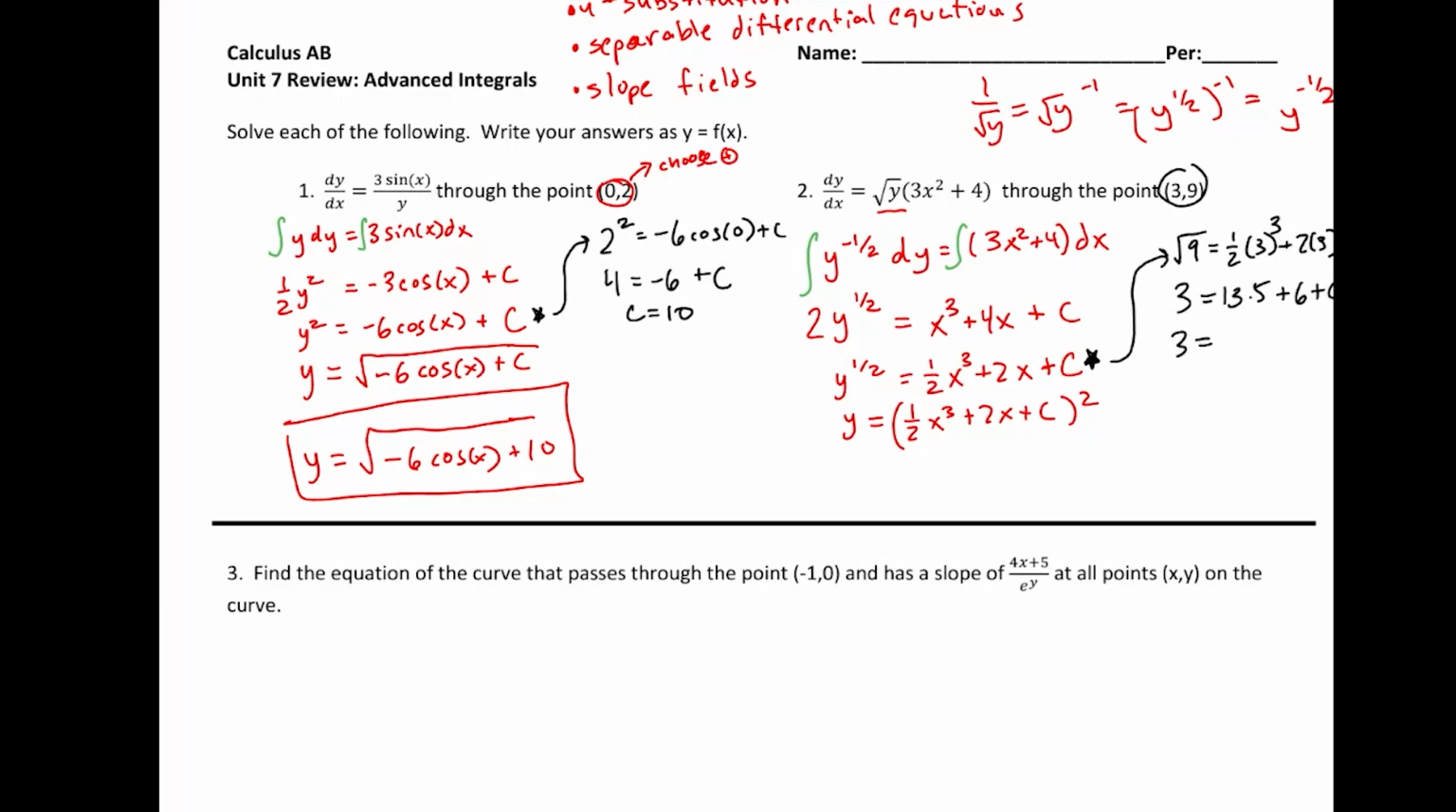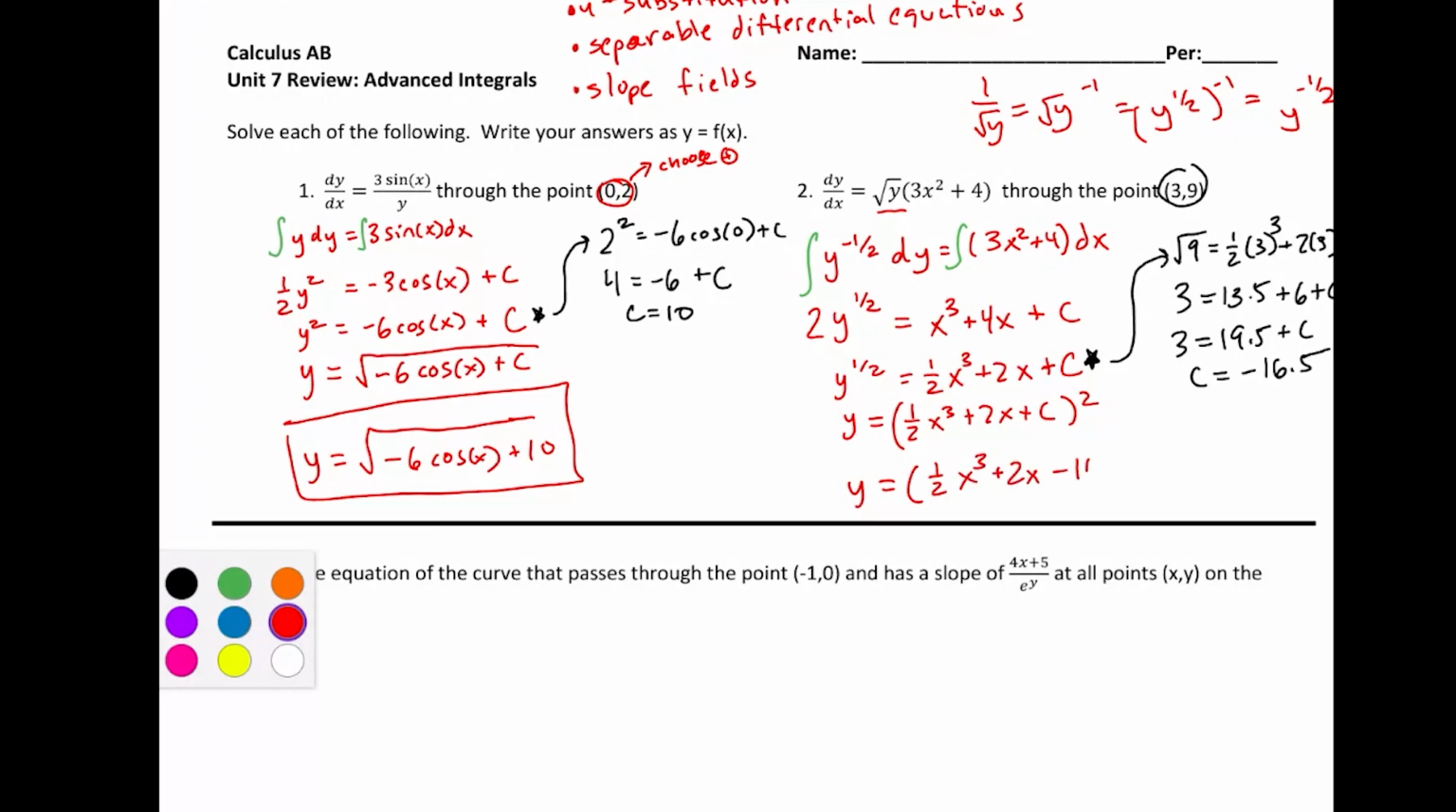So here we've got 3 equals 19.5 plus c. And if I subtract 19.5 on both sides, I get my c value is negative 16.5. So that's my c, and now I'm ready to write my particular solution here. In other words, the equation that has the given slope and goes through the given point is y equals 1/2 x cubed plus 2x minus 16.5, all that squared.